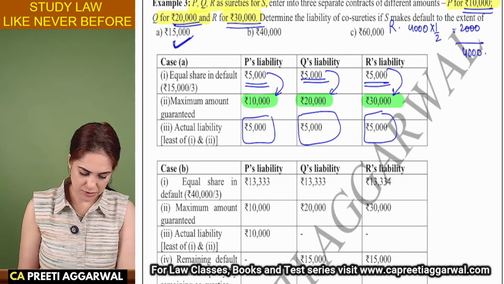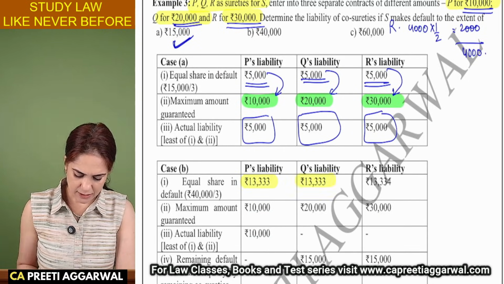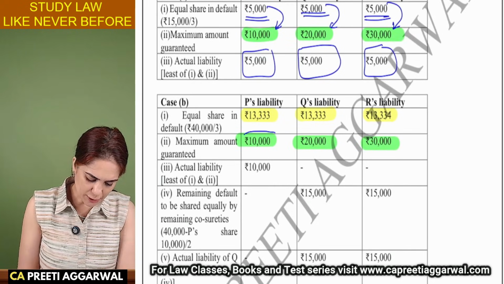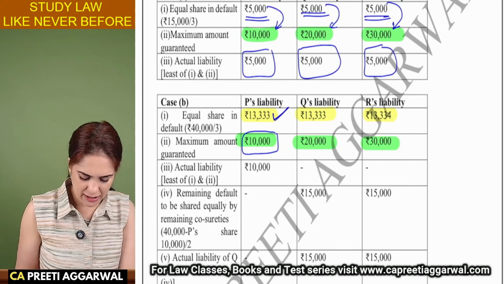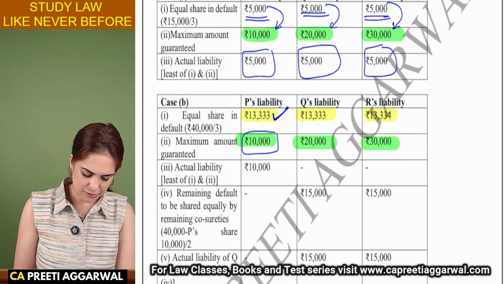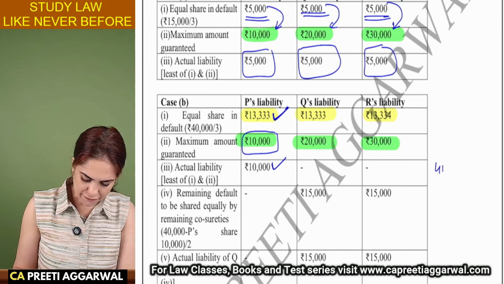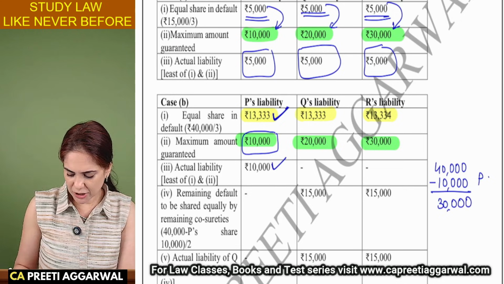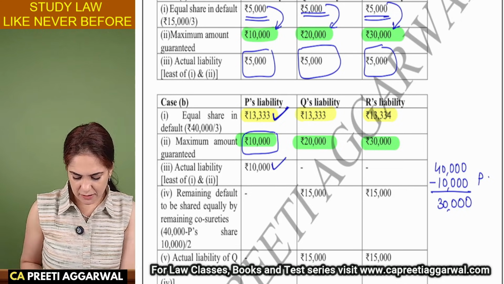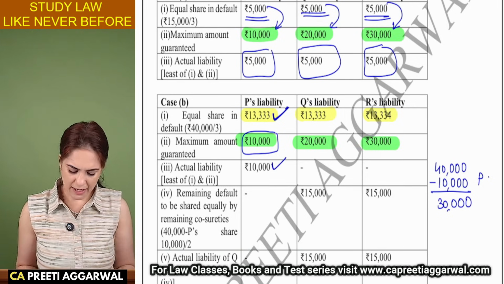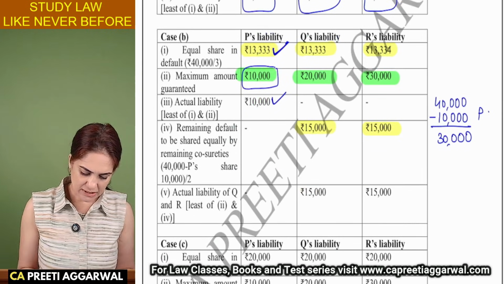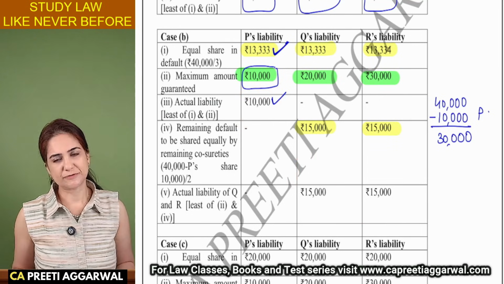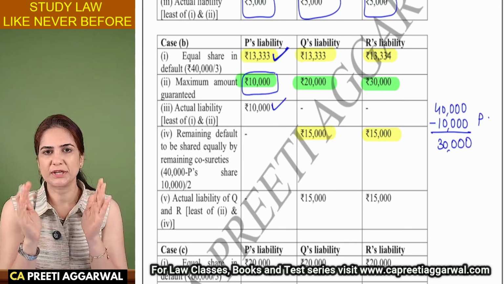What if the default is 40,000? First, divide it equally. It's an odd number. The maximum is 10, 20 and 30,000. So P says I will not pay more than 10,000. So even though his share is 13,300, he will pay only 10,000. So out of 40,000, we are able to recover 10,000 from P. The remaining will again be shared equally, after deducting what is received from P. Now this is also within the limit. So P will bear 10,000, Q 15,000, R also 15,000. So in this manner, each co-surety will bear the liability.